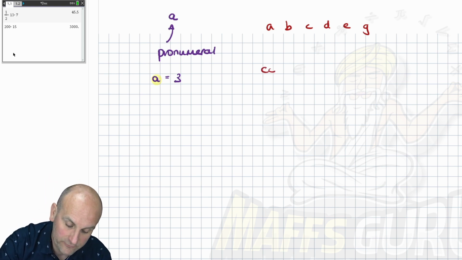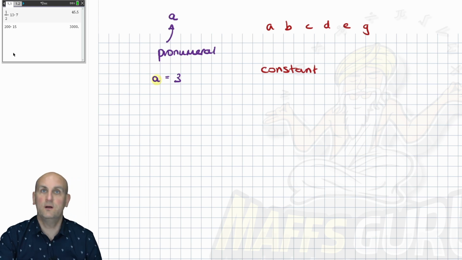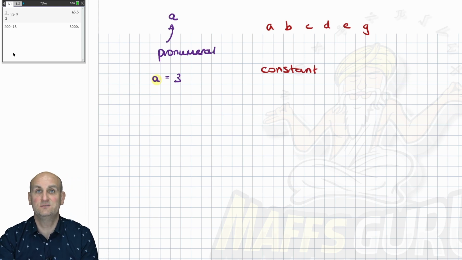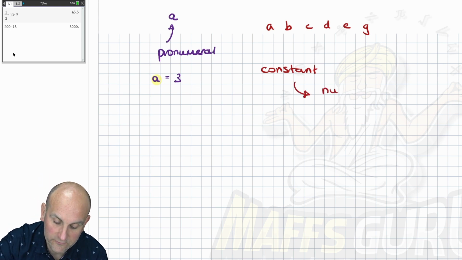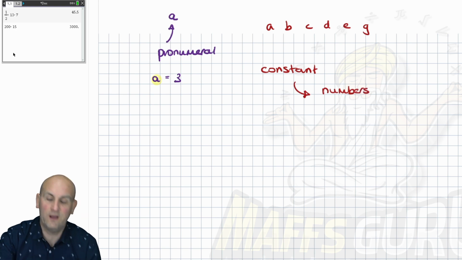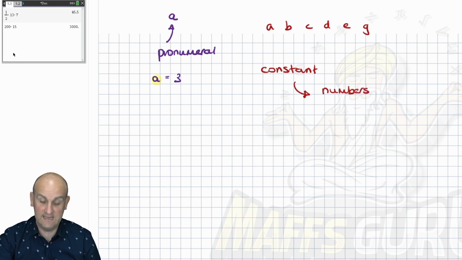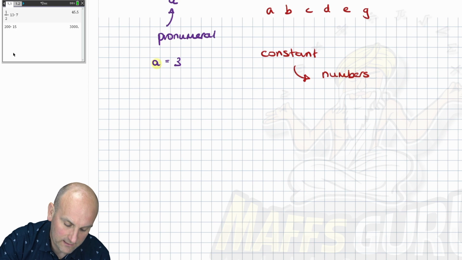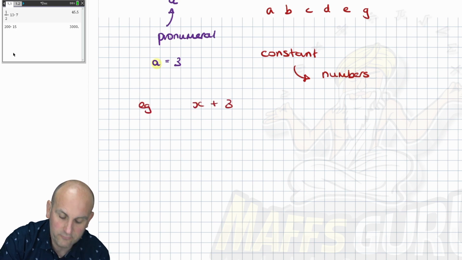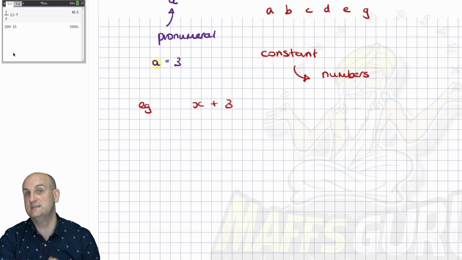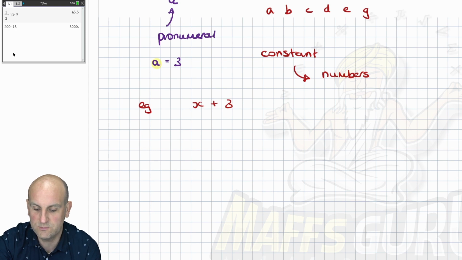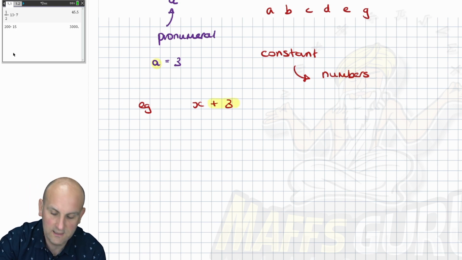We have a constant. Now, what is a constant? Well, constant means it doesn't change, right? So generally speaking, constants in this are just numbers. Now, you're going to turn and say, well, hold on a moment, you said letters could be numbers. I did, but if I had something like x plus 3, then one of those is a pronumeral and one of those is a constant. Which one do you think is the constant? This one here is the constant.